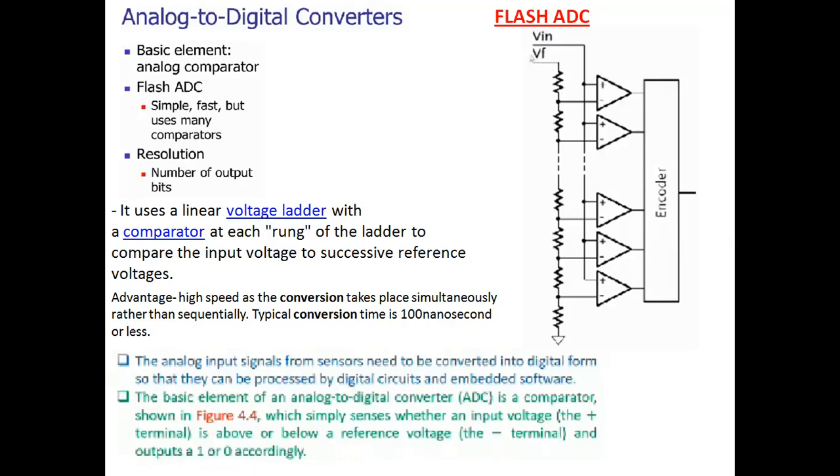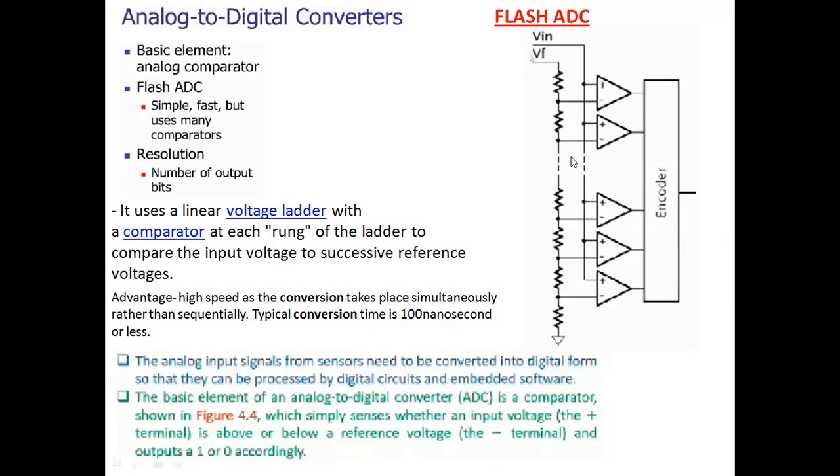So these are analog input signals from the sensors. The input signals from sensors need to be converted into digital form. For that reason, we use these ADCs, analog to digital converters. Using these ADCs, you can process the analog signal so that the digital output can be fed to the digital circuits and embedded software. The basic element of this ADC is a comparator. You can see here 1, 2, 3, 4, 5, and a number of comparators have been used here.